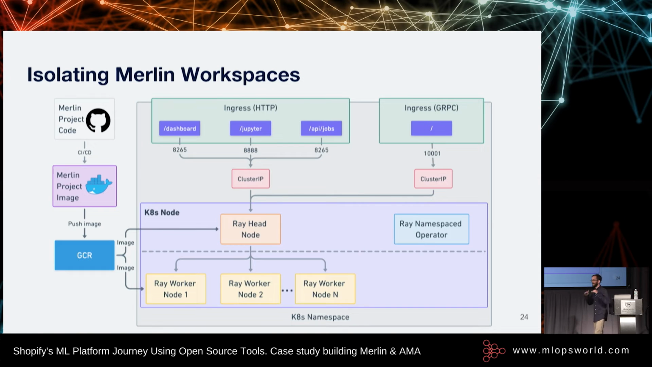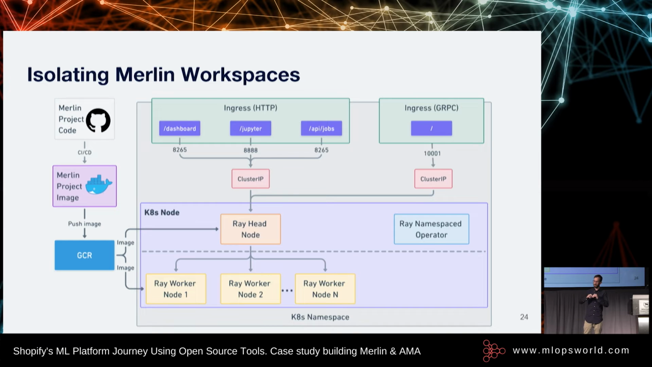When looking at the Kubernetes level, there are a lot of components and different parts that we have to create when we actually create a new Merlin workspace, and the way that we isolate it from other workspaces as well. And so when we create a new workspace, we create a completely new Kubernetes namespace in our Kubernetes clusters. On top of it, we start by creating the Ray namespace operator, and that operator is responsible for starting up the Ray cluster, as well as auto-scaling that cluster across the Kubernetes.